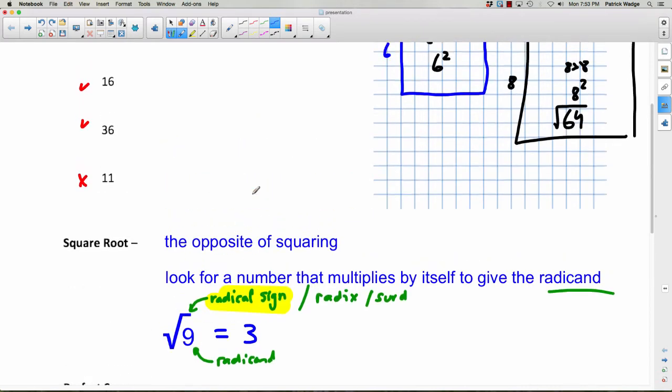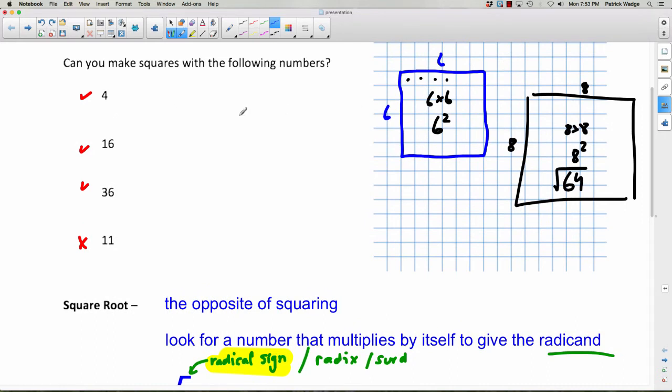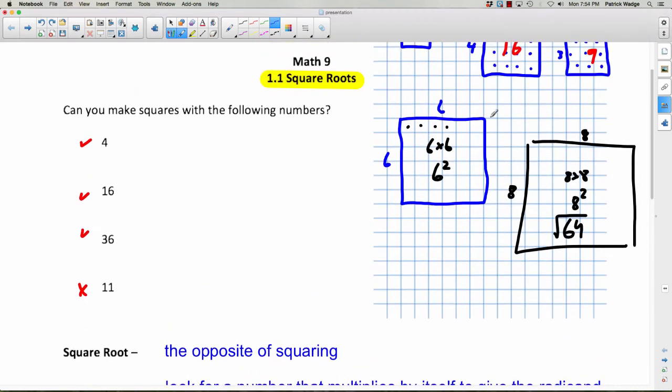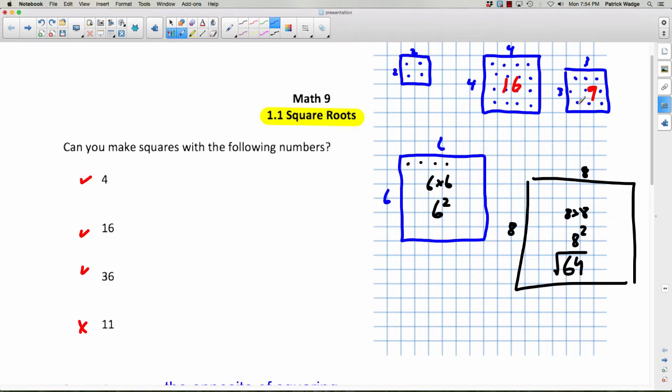Okay, so let's go back here. I just want to show you that because these ones made the perfect squares, this 4 up here and the 16 and the 9, we could take the square root of all of these. Square root of 4, square root of 16, and the square root of 36. So again, what you're asking yourself is, what's a number that multiplies by itself to get 4? Well, 2 times 2 is 4, so the answer is 2.